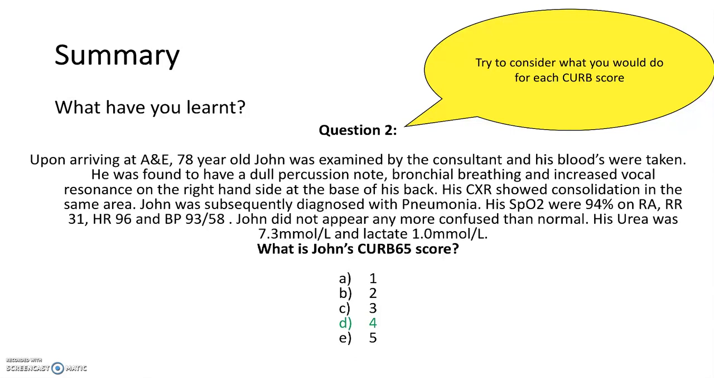So the answer is 4. This is because John is no more confused than normal, so therefore he doesn't score for confusion. U stands for urea over 7. In this case, John's is 7.3, so that's 1 point. His respiratory rate is over 30, that's 2 points. And his blood pressure is low, as his diastolic is under 60, so that's 3 points. John is also 78 years old, so therefore that also counts as a point, giving you 4.